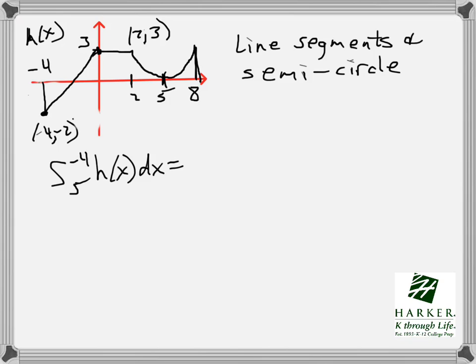Okay, this is the hardest problem, save the best for last. This is actually a pretty cool problem. These are line segments, and that is a semicircle. And our goal, one job, is to find the integral from 5 to negative 4 of h of x dx.